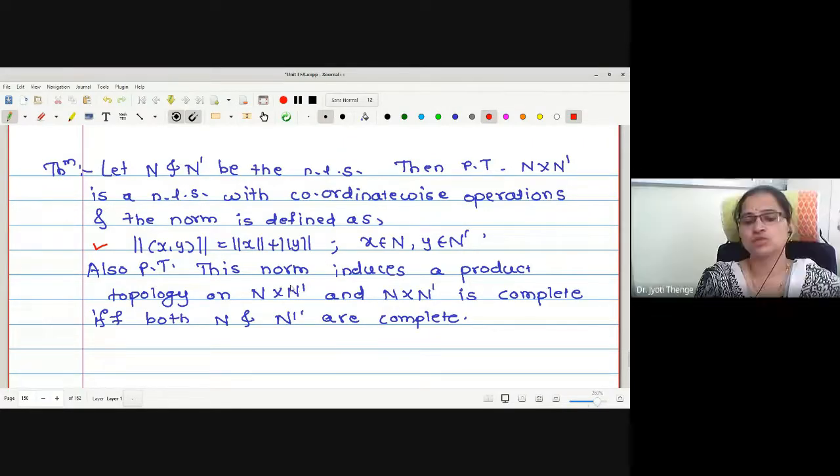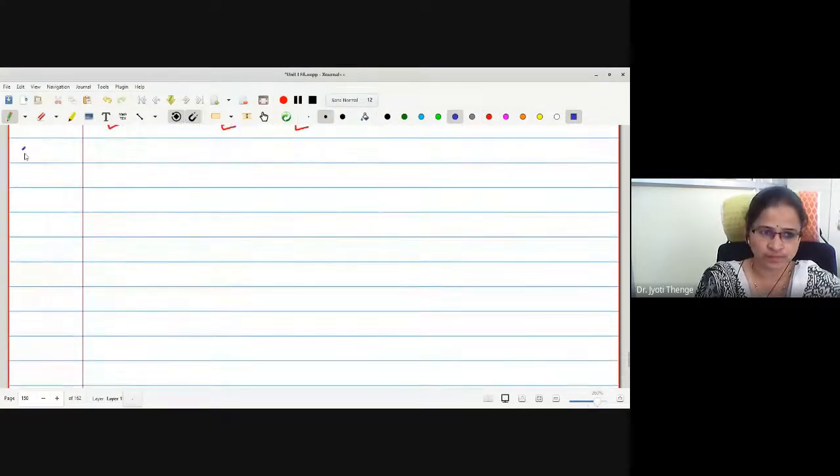Secondly, we will prove that this norm induces a product topology. I will not go into the product topology in detail. We will show this is a product topology by showing that it is coordinate-wise convergence. Then lastly, one has to show N cross N dash is complete if both N and N dash are given to be complete. Let us proceed with the first step.